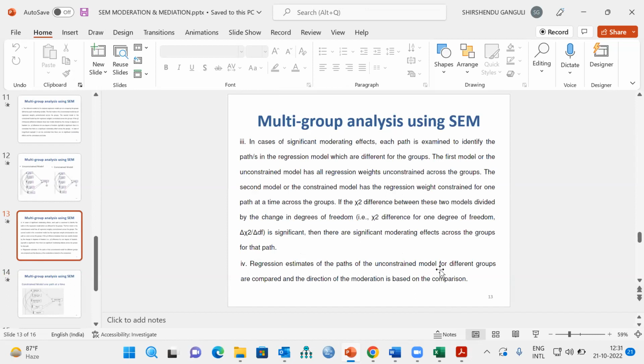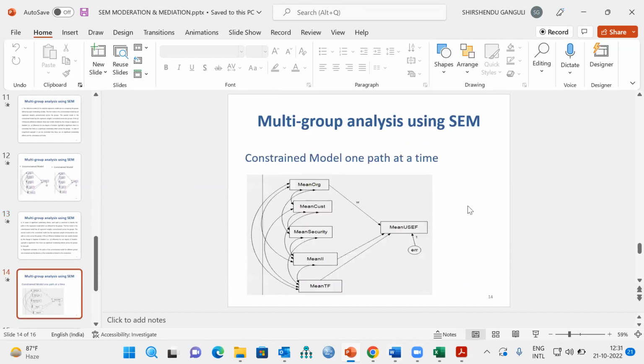So to do that, you put a constant for one path at a time and run the model. Similarly to before, you test for the chi-square difference versus degrees of freedom difference for both the models. Once it is significant, that means that the moderation effect is significant for that path.